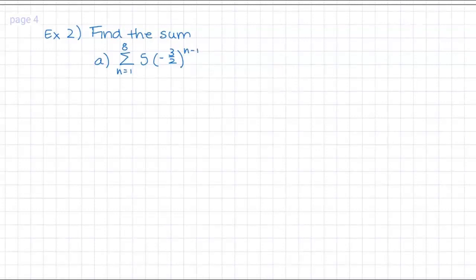All right. Well, remember we had a formula. First of all, you know this is not infinite because the upper limit is a number. So now you know that your formula is going to be S sub n equals a sub 1 times 1 minus r to the nth over 1 minus r. Let's make sure we got everything. Remember a sub 1, that's your first term. Since n equals 1 is our lower limit, if we plug in a 1 here, 1 minus 1 is 0. Anything to the power of 0 is 1. And 5 times 1 is 5. So we know our first term is 5.